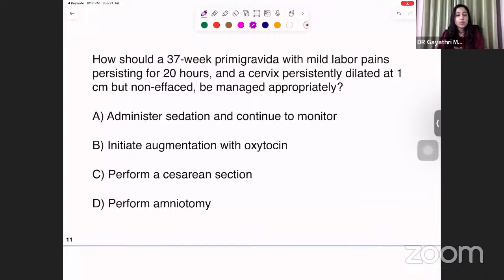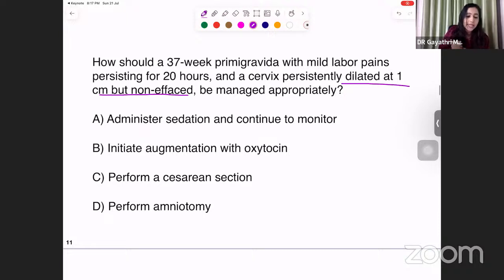You have a 37-week primary gravida who has come to you with mild labor pain, which is persisting for 20 hours. And it is seen that she is 1 centimeter dilated and uneffaced. How will you manage this patient? Okay, so this is a very commonly asked question, a commonly tested concept, and you should be thorough about it. What are they asking you in this question?